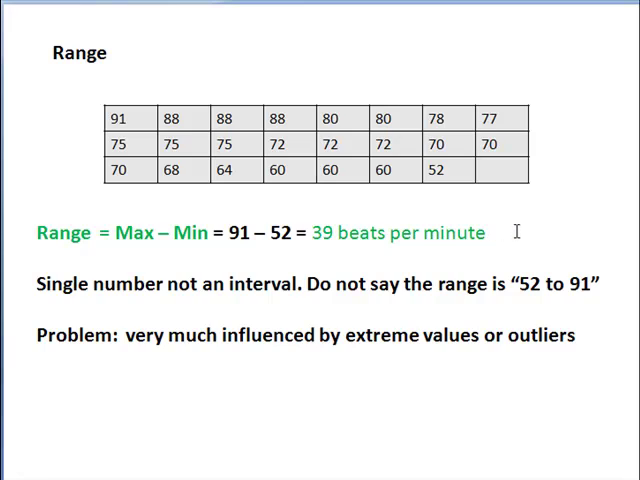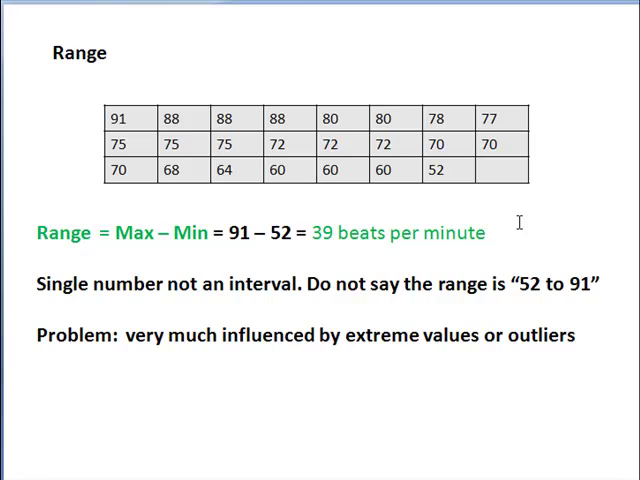You have to admit it's easy. The problem is it's not very reliable. If there's an outlier, the result would be much different. Suppose there was a student present who had a pulse rate of 110. Then the range would not be 39, but 58. So we need a more realistic, reliable statistic to measure the spread of the data.